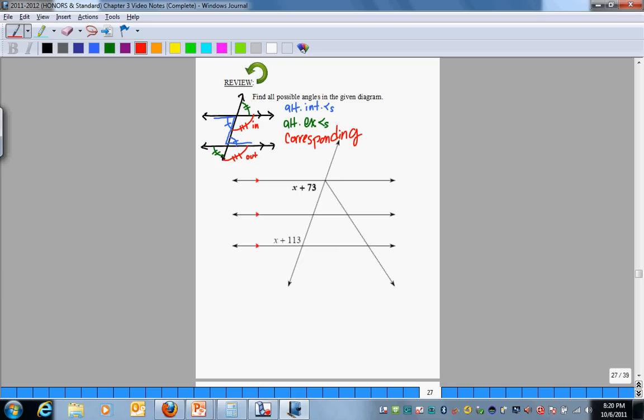So in the diagram given, let's work with what we first have. Why don't we sweep this angle that we're given? Now let's find a corresponding angle. This right here would be corresponding. This one would also be corresponding. So all three of these angles are congruent.